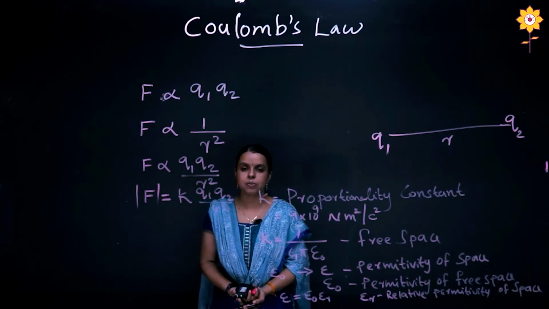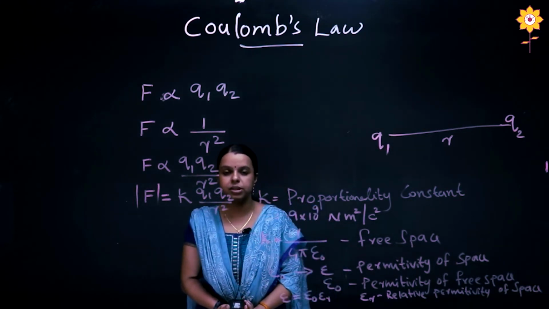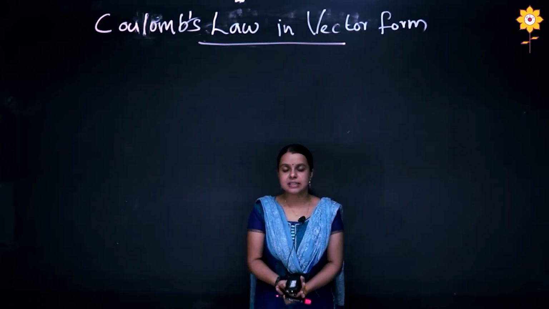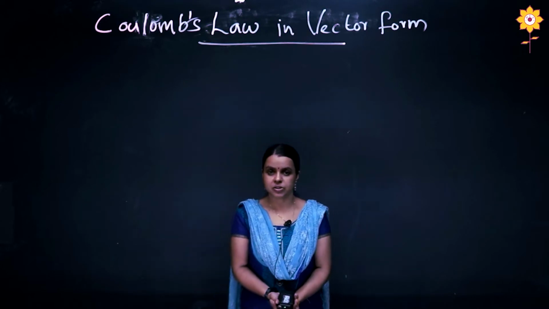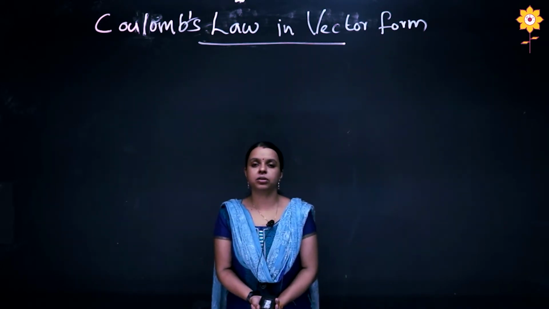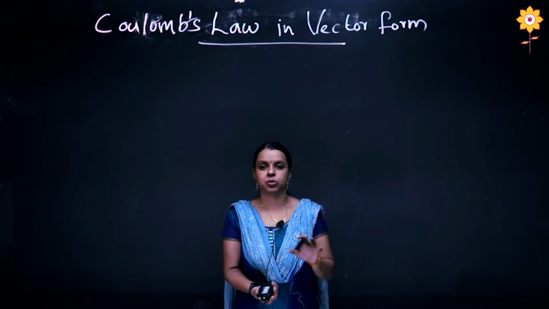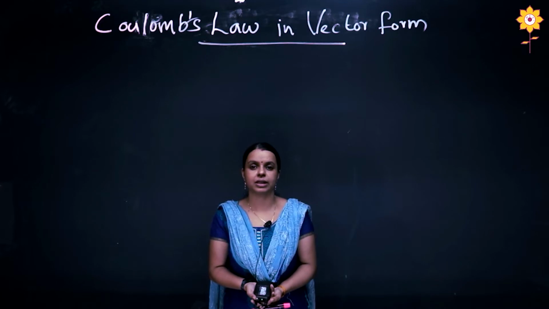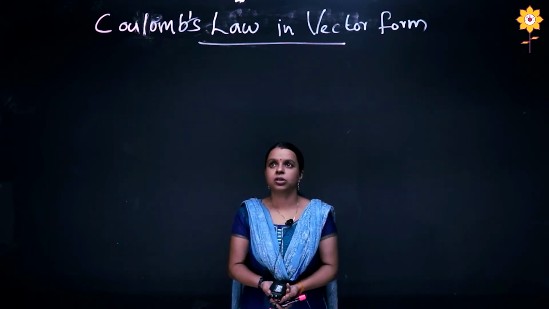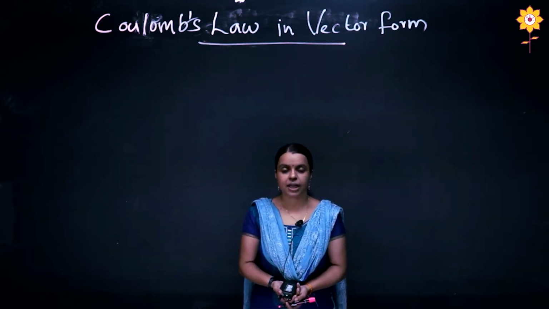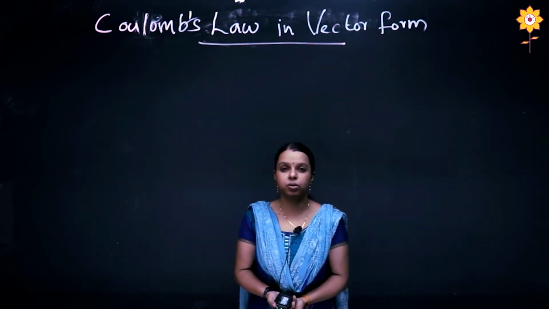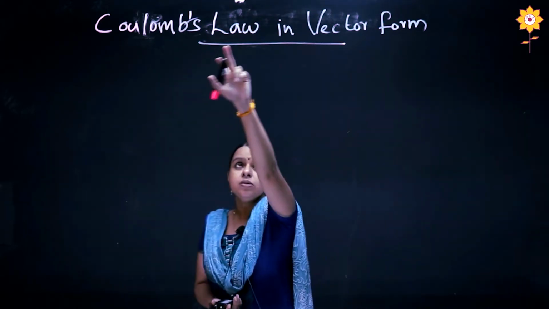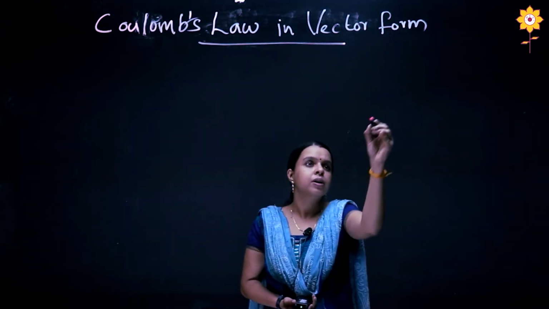Now we can discuss the direction of force by another form, that is the vector form of Coulomb's law. We discussed the magnitude of electrostatic force. Next we are going to find the direction, because we already know force is a vector quantity, so it has direction and magnitude. So next we are going to check the direction of Coulomb's force or electrostatic force. That is Coulomb's law in vector form.